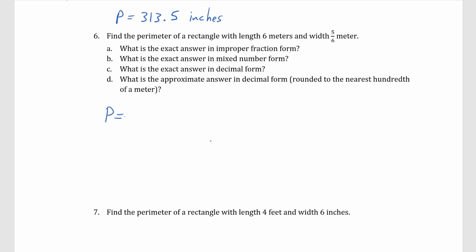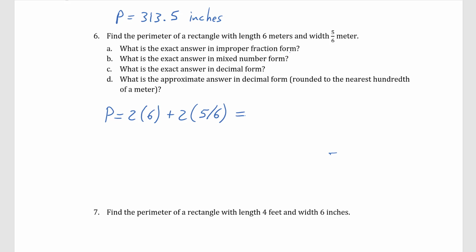So P is going to be equal to 2 times 6, that's our length, plus 2 times, I'm going to write it as 5/6 this way because that's what it's going to look like when we type it into the calculator. And I'm going to write over here on the right hand side where that comes out to. So I'm going to take 2 and then put 6 in parentheses, plus 2 and put 5/6 in parentheses.